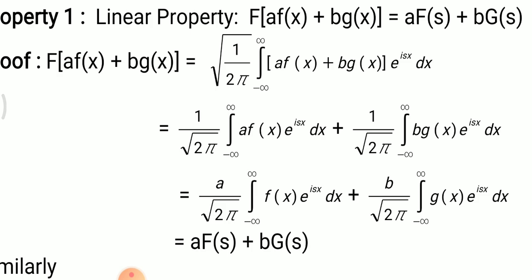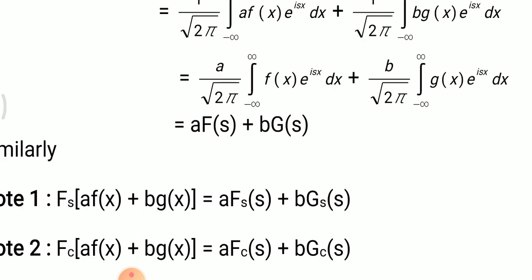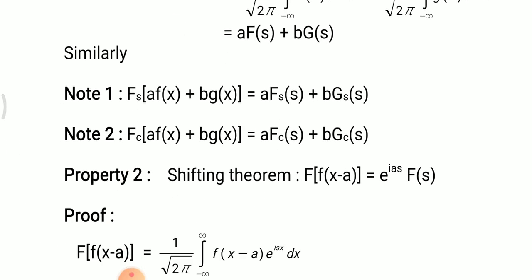Within the integral we can write a into f of x plus b into g of x into e power isx dx. So we can separate it into two forms, multiplying e power isx into the bracket, we get a into f of x e power isx and then b into g of x e power isx. So these are the separate forms. Here a and b are constants, taken outside the integrations. We get a into F of s plus b into G of s. Similarly we can write other formulas.